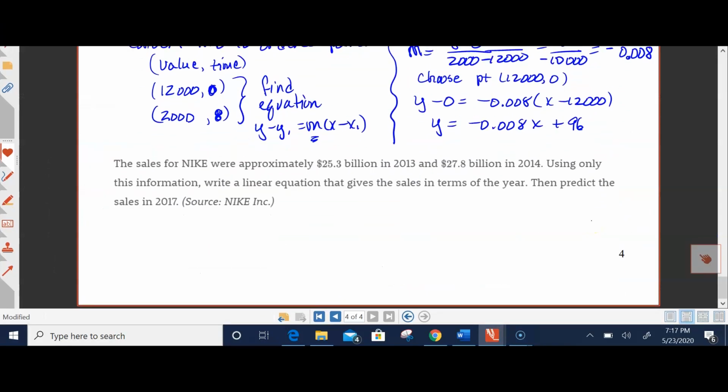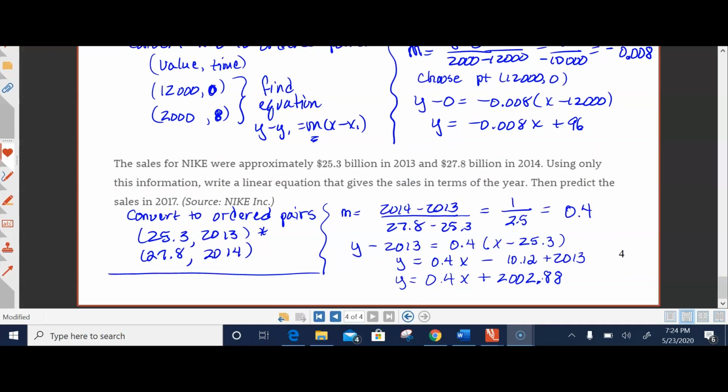Last example. So let's wrap this section up with this last example. The sales for Nike were approximately $25.3 billion in 2013 and $27.8 billion in 2014. Using that information, we want to find an equation and then use that equation to predict the sales in 2017. This is similar to the previous problem.